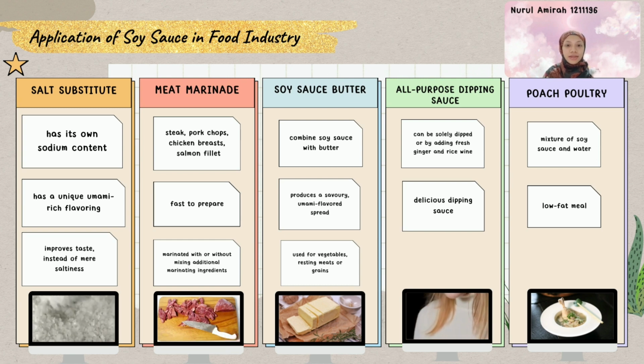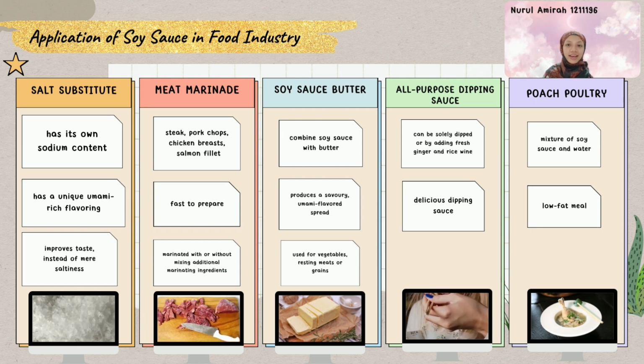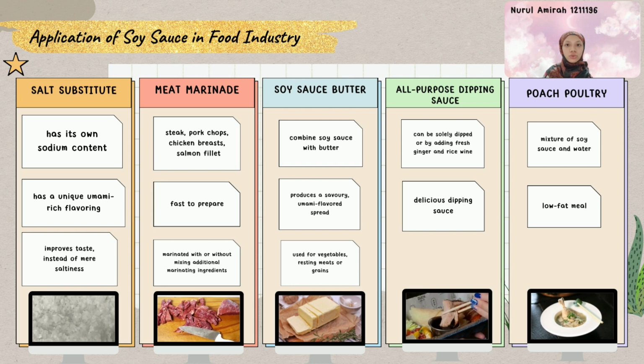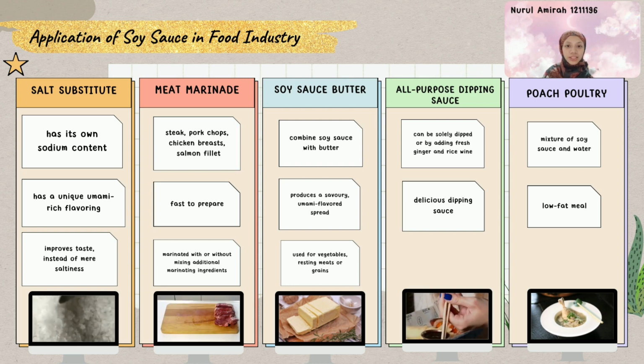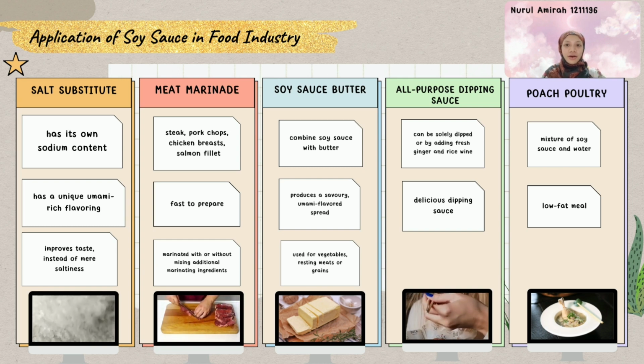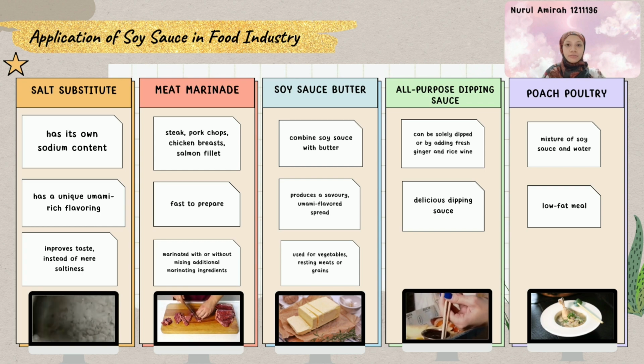Soy sauce can be used for dipping on its own or by adding ingredients like fresh ginger, rice wine, and scallions to create a show-stopping dipping sauce. And next is using soy sauce for poached poultry. A mixture of soy sauce and water gives an easily made poached chicken that becomes a delicious low-fat meal.